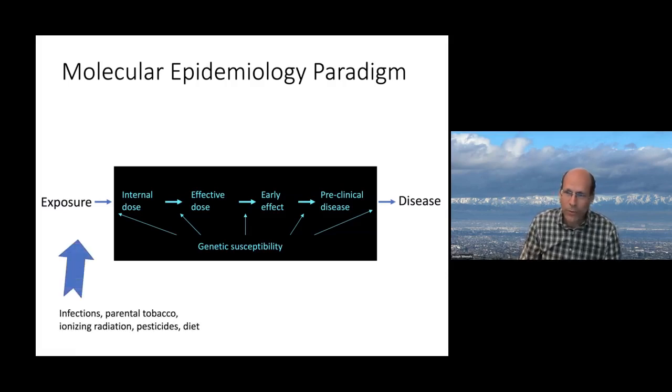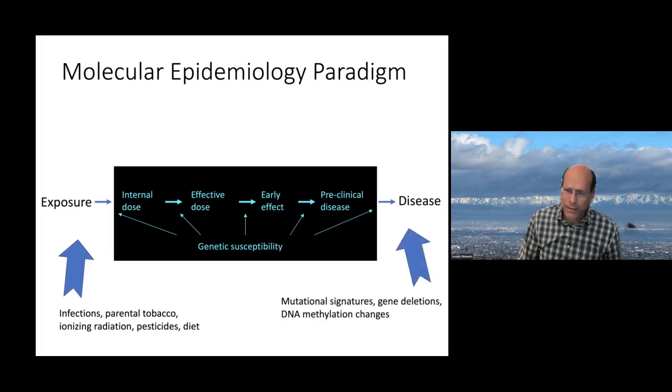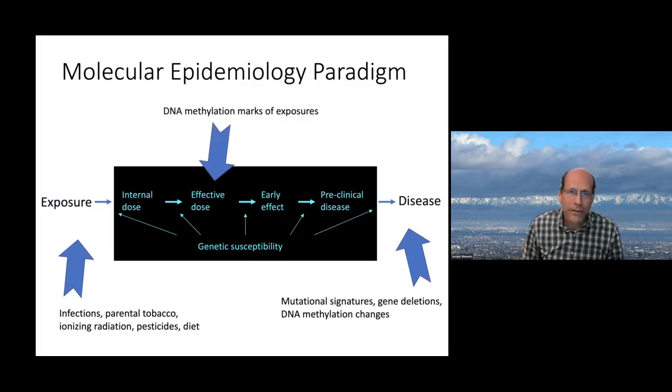Some of the exposures that we're interested in for childhood cancer include infections, parental tobacco use, ionizing radiation, pesticides, and diet. Now, what do we look at in diseases to try to connect with these exposures? You've heard today already about mutational signatures. Today, I'll be talking especially about gene deletions in childhood leukemia and also DNA methylation changes. Another topic of today's lecture will be using DNA methylation as a way of measuring exposures, or at least effective doses of exposures.